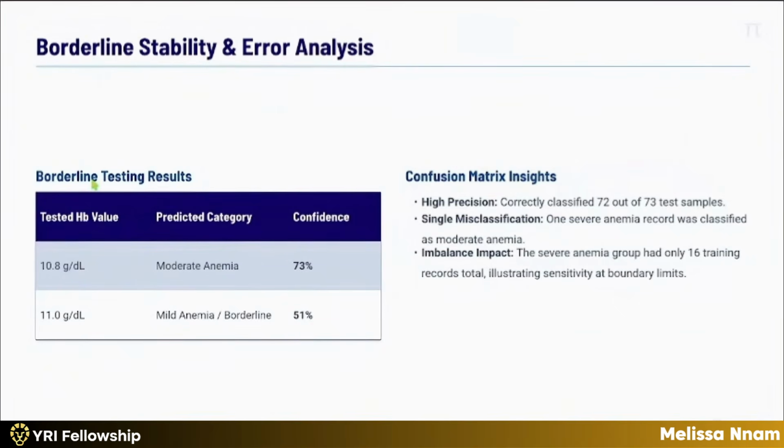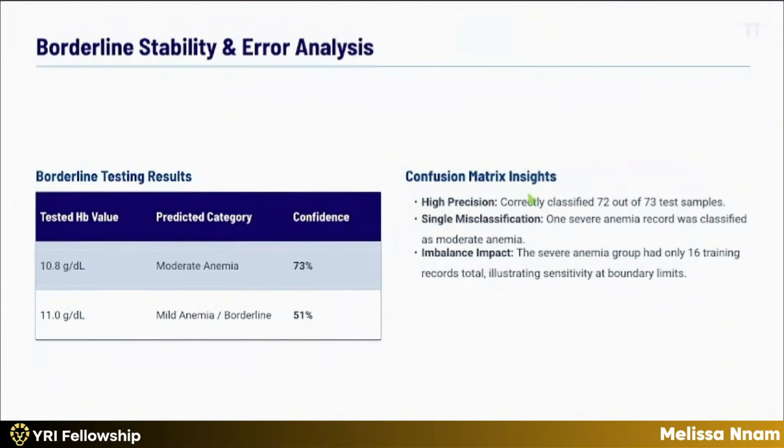Borderline testing and error analysis. For the borderline testing results, we have moderate anemia with a 10.8, which is correct, and a 73% confidence. And for mild anemia, we have 11.0 in hemoglobin levels for mild, which is also correct, with a 51% confidence.